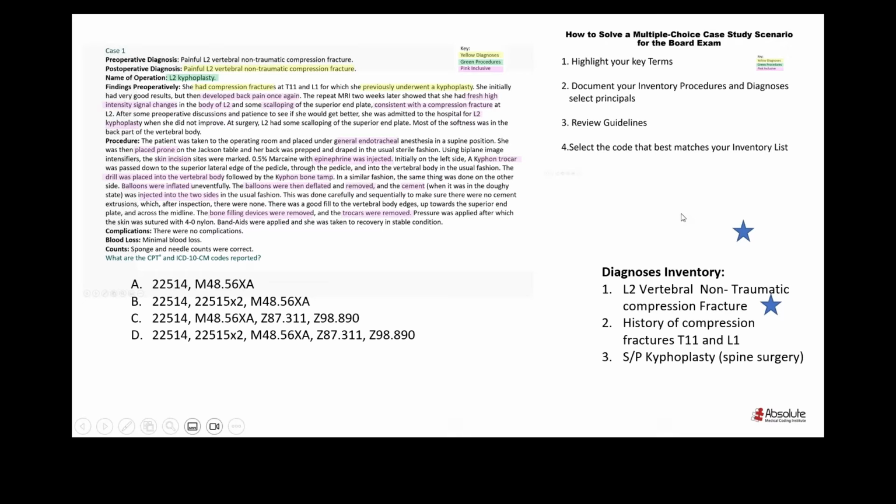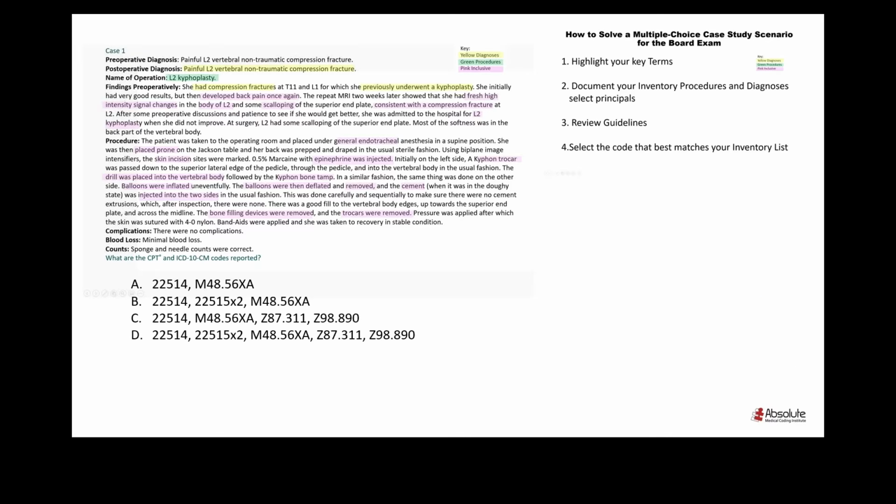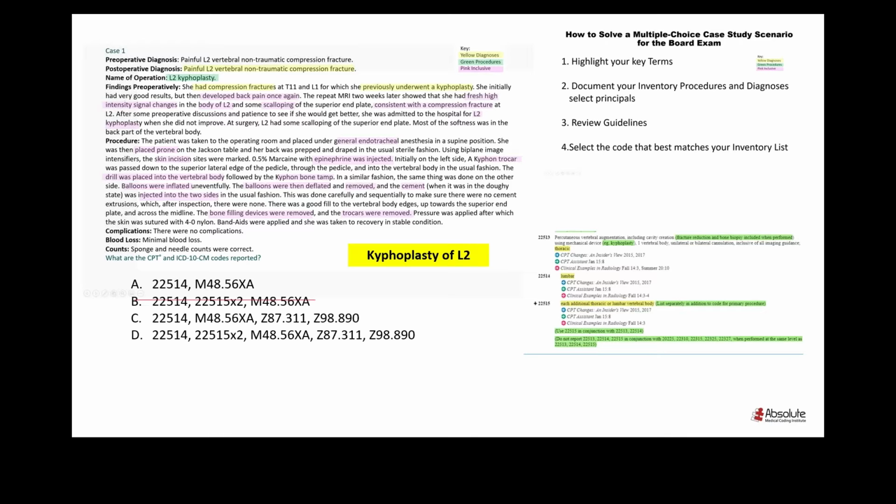So the principal procedure is going to be kyphoplasty, and the principal diagnosis is going to be L2 vertebral non-traumatic compression fracture as well. And let's put our codes over here. Option B and option D are incorrect because both are coding for 22514. 22514 is for a percutaneous vertebral augmentation, including cavity creation, fracture reduction, and bone biopsy included when performed using a mechanical device, for example, kyphoplasty. So that's a procedure performed on one vertebral body, lumbar. That portion of the question, the code is correct.